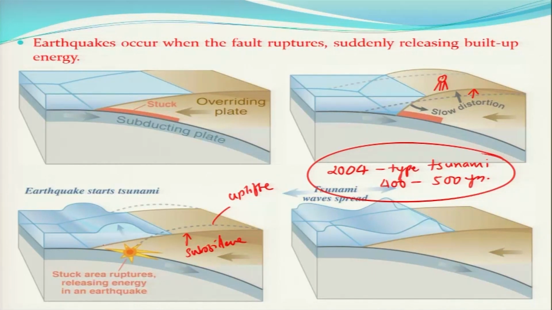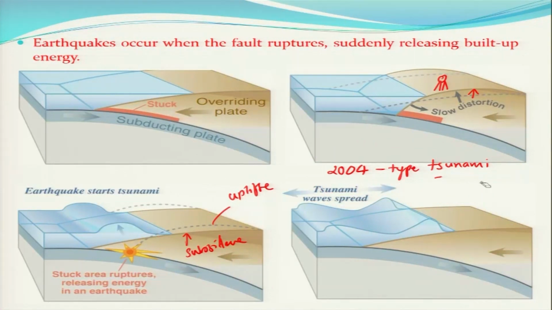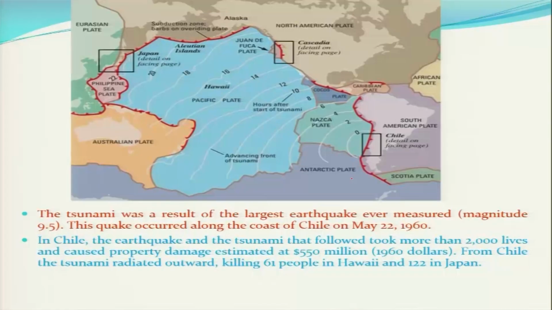So, the land level change is very prominent at the time of the major earthquakes, or what we call the mega earthquakes along the subduction zone. And finally, what we see is the inundation by the tsunami waves which spreads over the region.